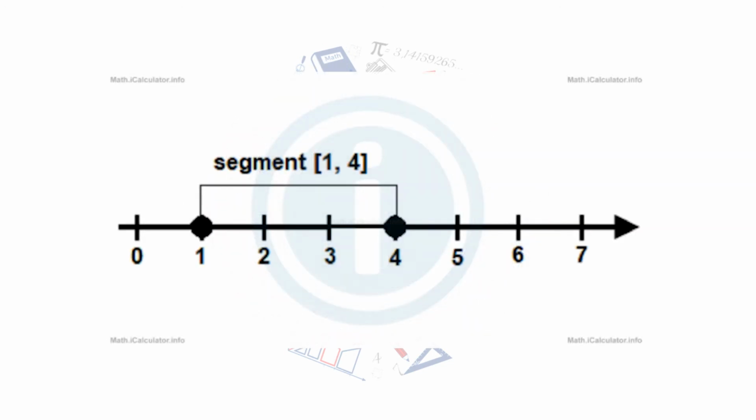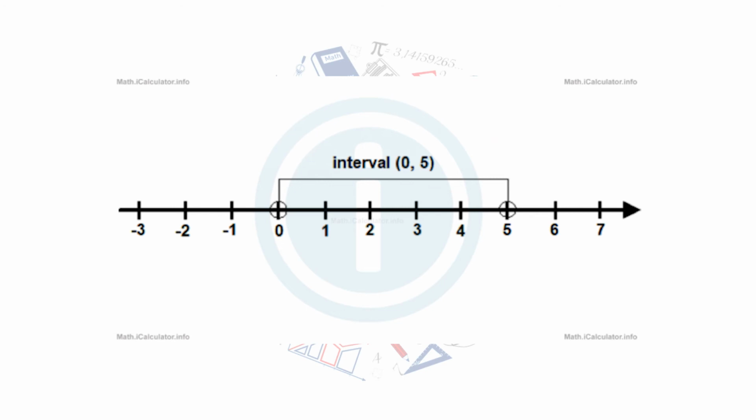[1, 4] is a segment. It is closed at both sides and is shown in the number line as the following. (0, 5) is an interval. It is open at both ends and is represented in the number line as the following.